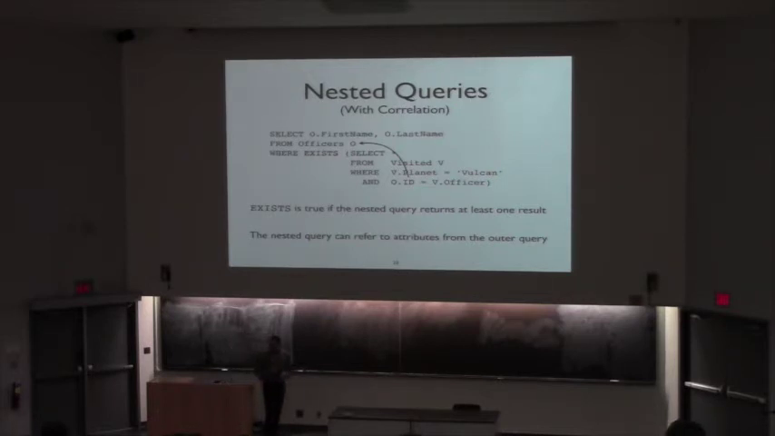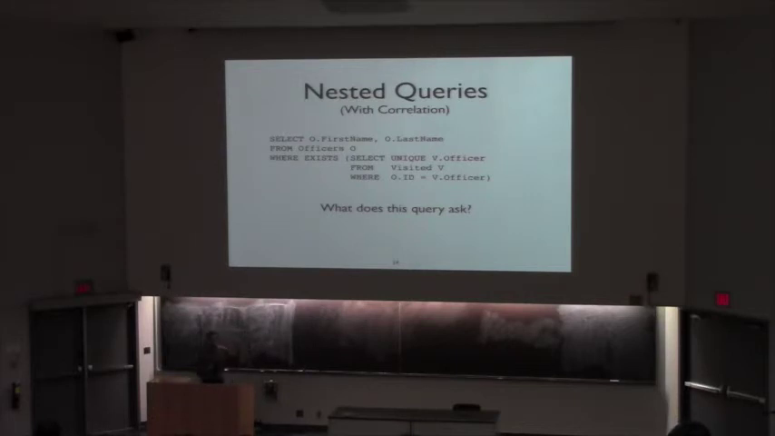There's another similar predicate called exists, and this tests to see if the resulting collection has any results in it. So exists returns true as long as the nested subquery returns at least one result. Something to note is that these nested queries can also refer to attributes outside of them. So in this case, you'll note that there is this parameter OID, which refers to the officer's relation, which is defined outside of the select statement. So effectively, this query computes exactly the same thing: where there exists some visit by the same officer to the planet Vulcan. Conceptually the same thing, but expressed in a slightly different way.